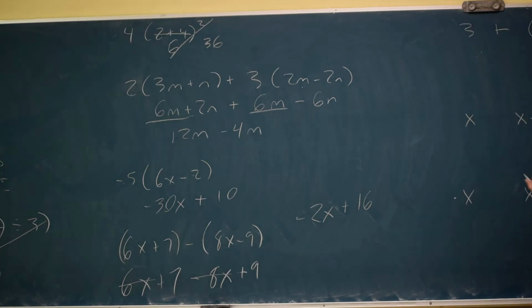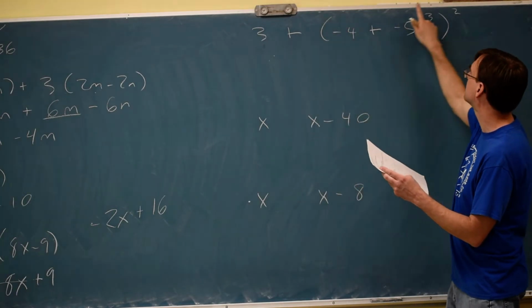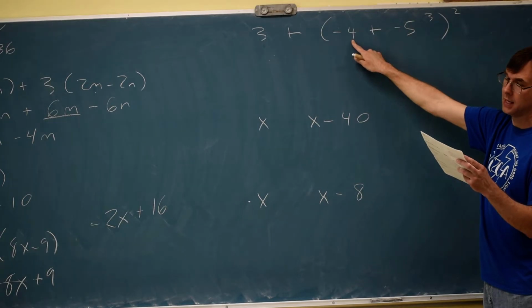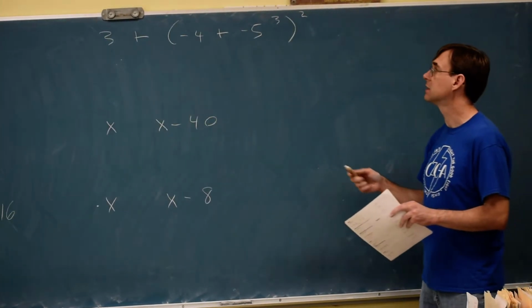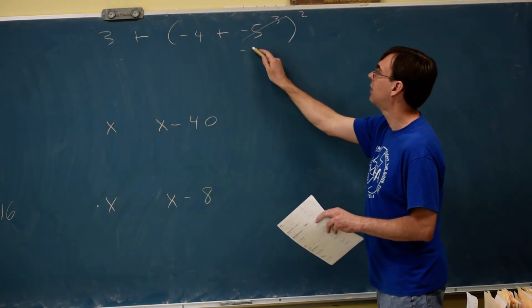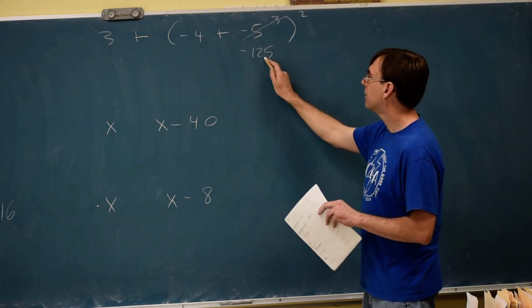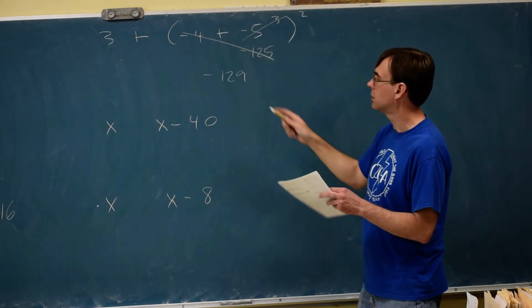24, if you replace the letters with numbers, we'd have 3 going in for A, plus, still have the parentheses and the squared and the cubed. Negative 4 where B is, negative 5 where C is. We want to start in the parentheses. Negative 5 times negative 5 times negative 5 is negative 125. Negative 125 adding negative 4 is negative 129.